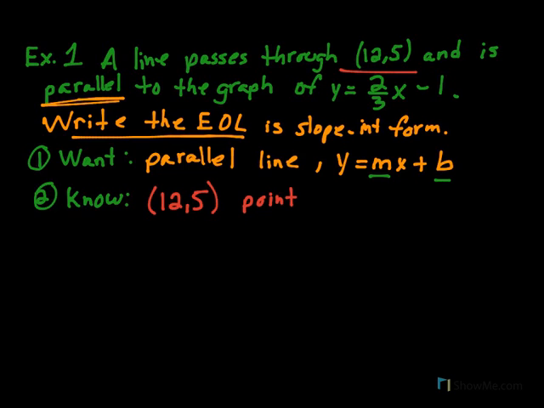Oh, we know the slope. We know the slope of the first equation, because the whole reason why they gave you that equation that says y equals 2/3x minus 1, you don't have to do anything with that equation of a line. The only thing you have to know is the slope, because they want the equation of a line that passes through the point 12 comma 5 and is parallel to that equation.